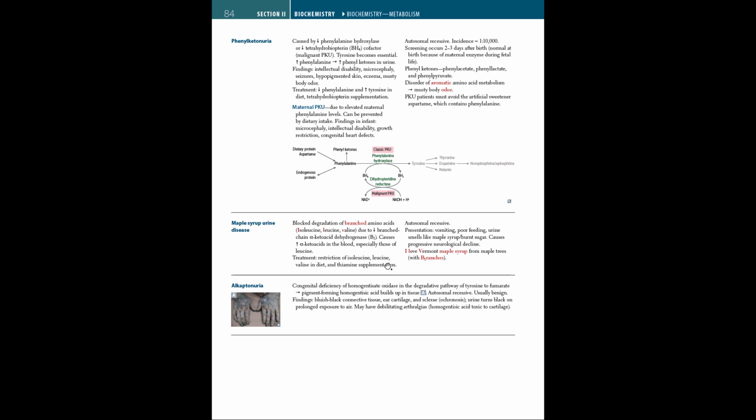Now, maple syrup urine disease is autosomal recessive, and the presentation is vomiting, poor feeding, and urine that smells like maple syrup or burnt sugar. This is the most important part. And this causes progressive neurological decline.